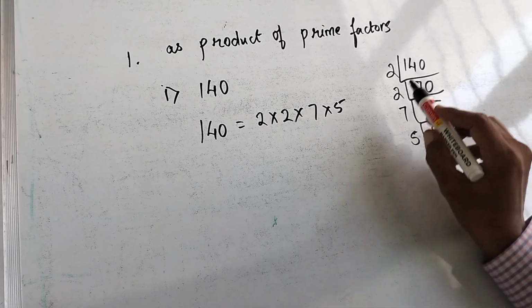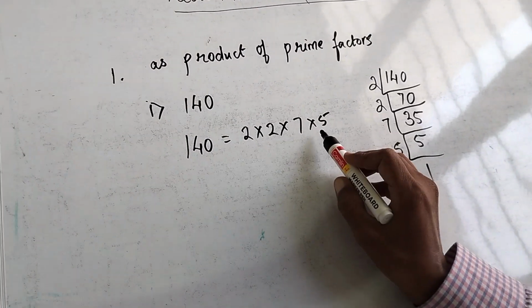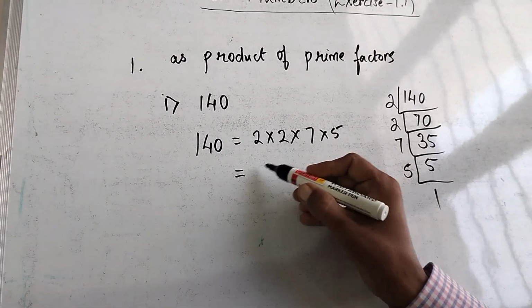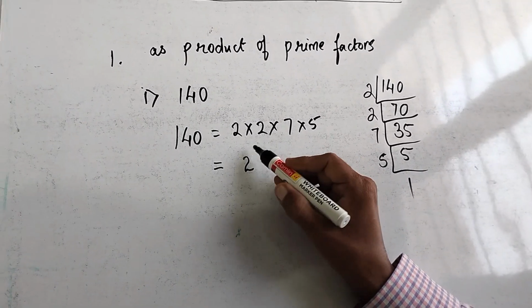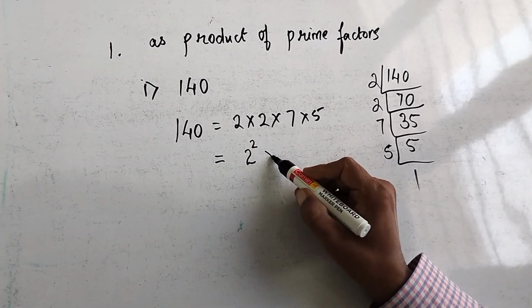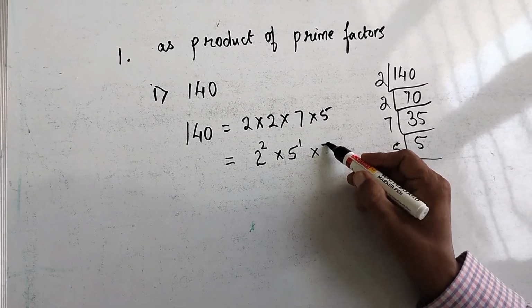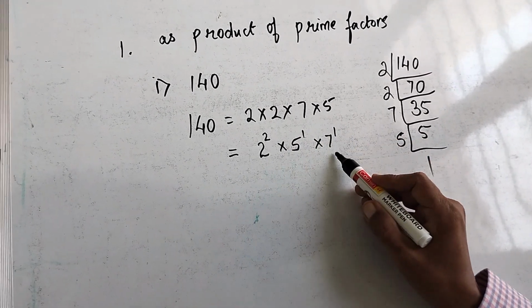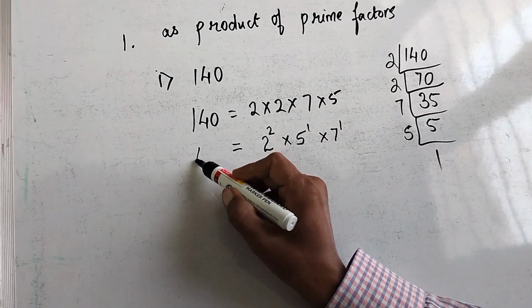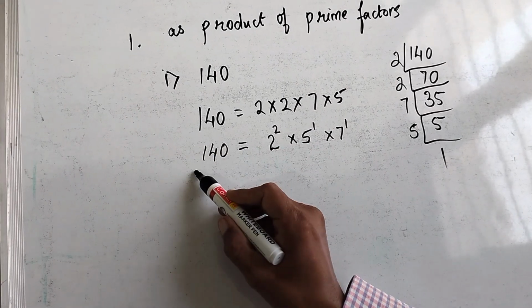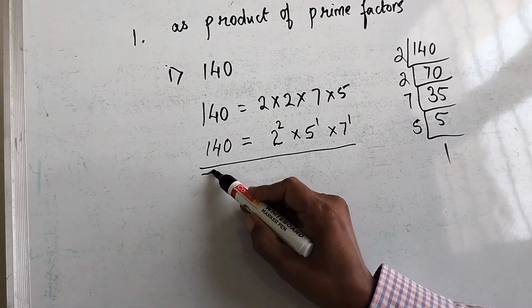Whichever order you are getting, that is not so important. But while writing in the index form, see that you are writing 2 raised to 2 into 5 raised to 1 and 7 raised to 1. This is expected from you, this is the answer of this question.